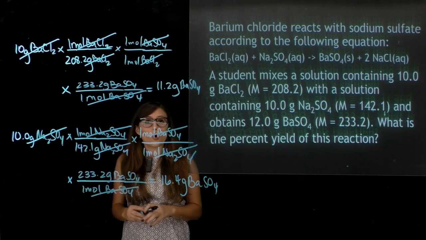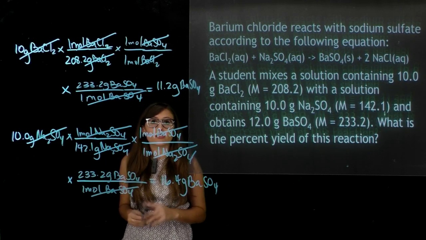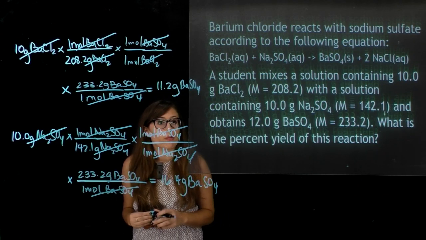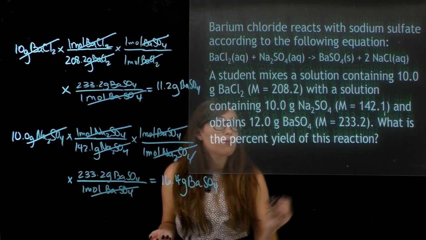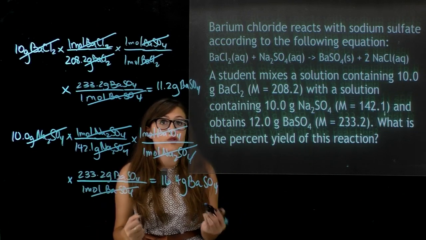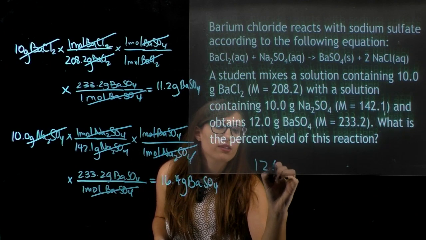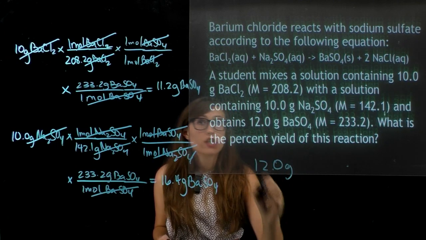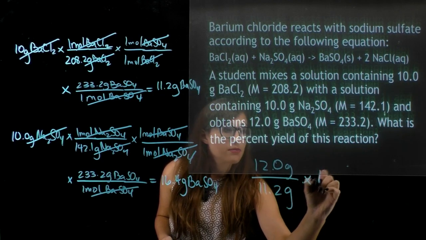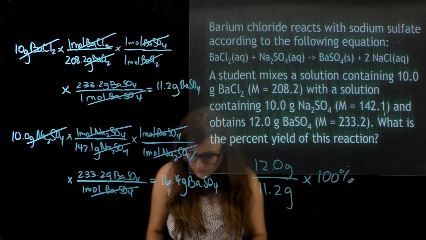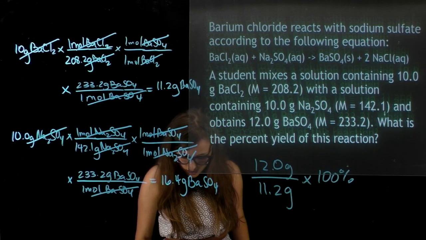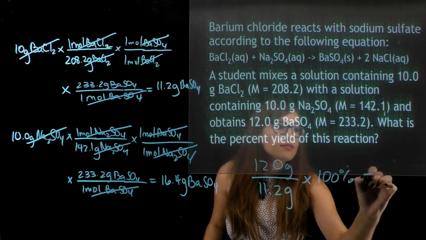So the barium chloride is going to limit my reaction because it produces the least number of grams of barium sulfate for my product. Now I can determine my percent yield, which is my actual yield over my theoretical yield times 100. In this case, it's 12.0 grams, which was my actual yield, divided by 11.2 grams times 100%. And we end up getting a percent yield of 107%.